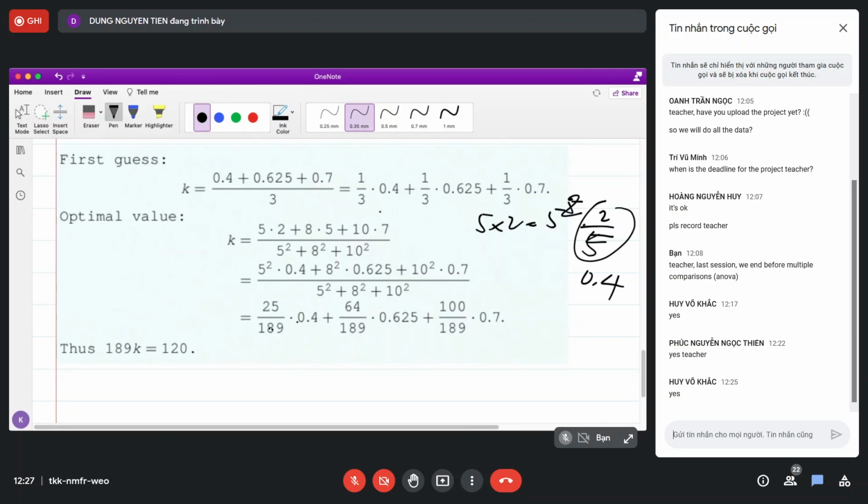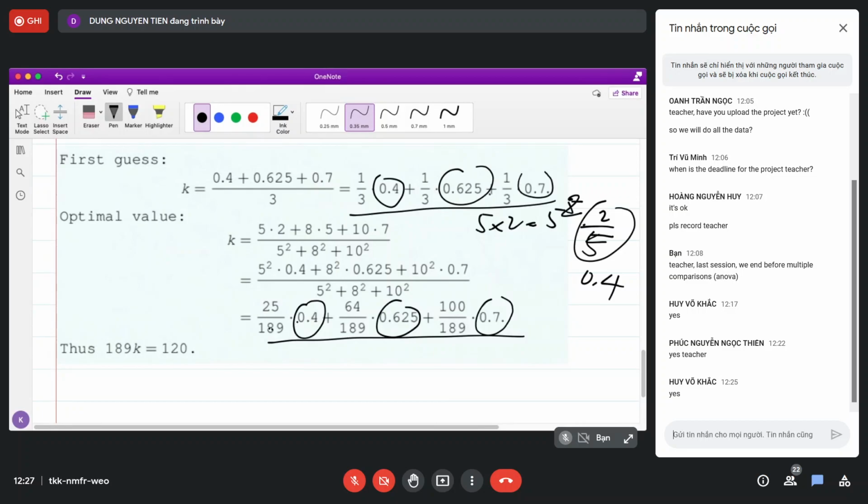So if you compare this sum and that sum, you see that you still have the weighted average of those approximations: 0.4, 0.625, and 0.7. But for the optimal value, you get different weights, not the same weights as in the first case. Do you understand? Is that all clear, everybody? Is this all right?